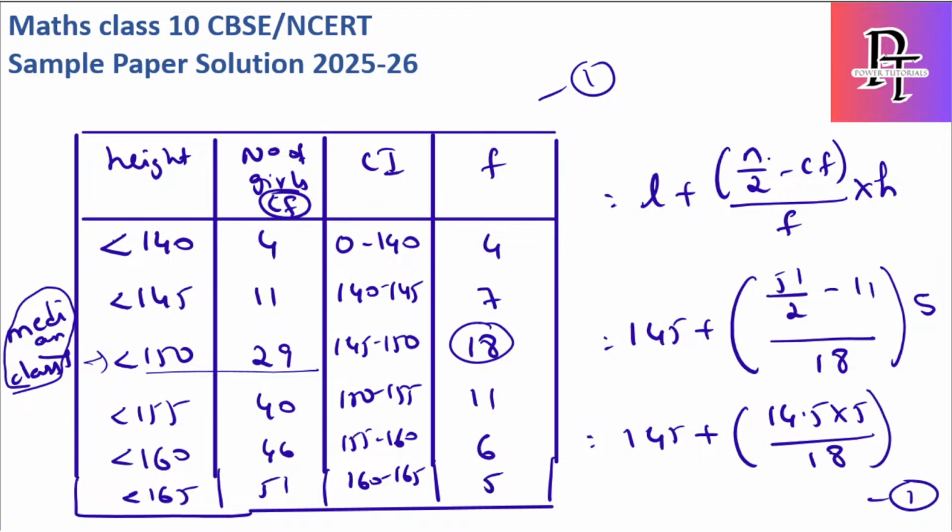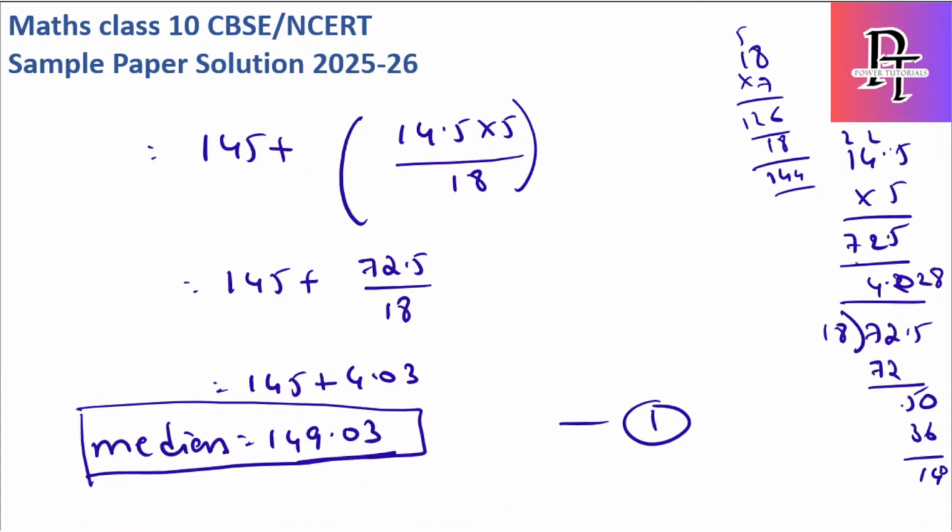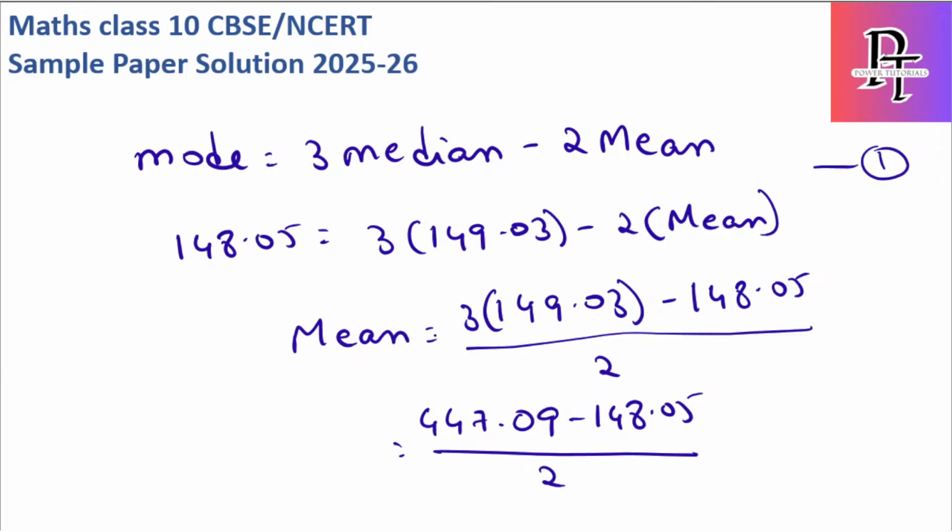For median, always remember the CF used in the formula is not from the median class, it is from the class preceding the median class. That is very important. Here the median class is this one, because the total number is 51, and 51 by 2 is around 26, so it is present in this class. So the class before this, the preceding class, gives the CF value, so 11 is the CF value in our case. L is 145, n by 2 is 51 by 2, minus the CF value 11 of the preceding class, into h, which is 5 by 18. While substituting we got the median value, and then using the empirical formula I got the mean value.